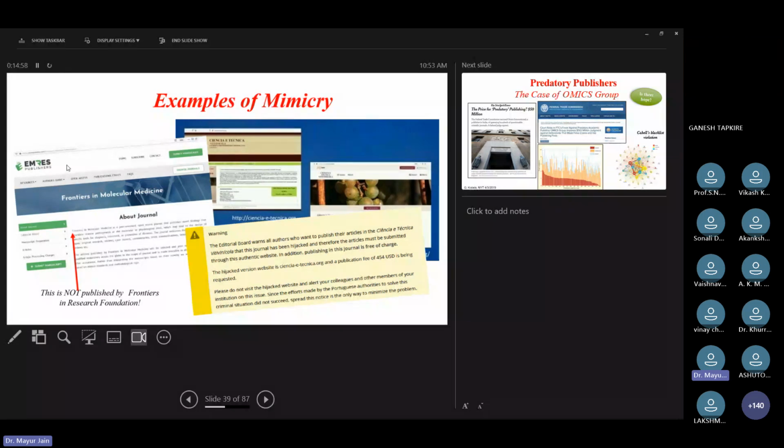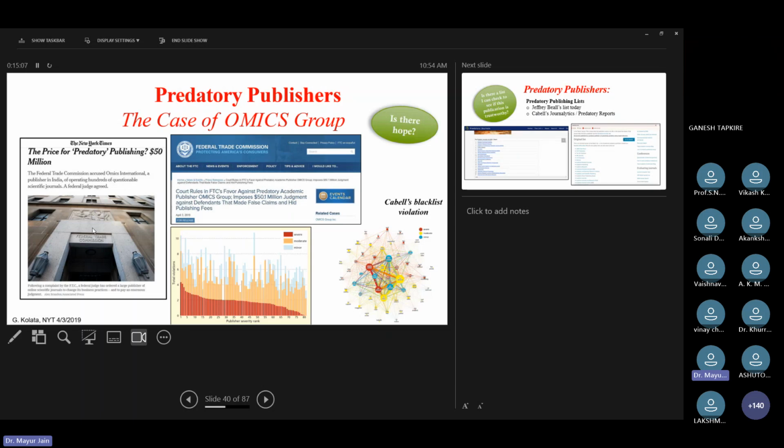I think these are very common examples that we see on a day-to-day basis, and it is very important while selecting your journals that you should not select such predatory journals, right? These are cases of the Omics Group, which we have found. The price for predatory publishing is $50 million. If such publishers are available outside, then probably they will also get banned at some point of time. But during that time, you might have published your paper in such kind of journals, right? So it should be avoided as much as possible.